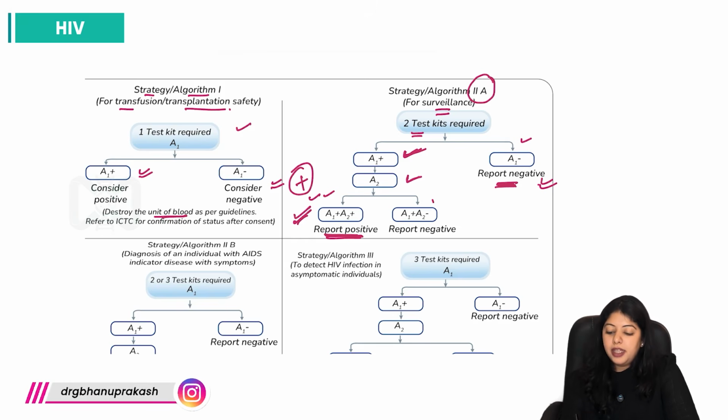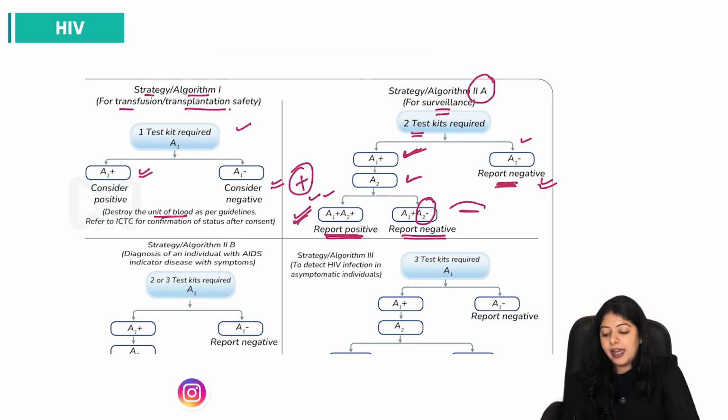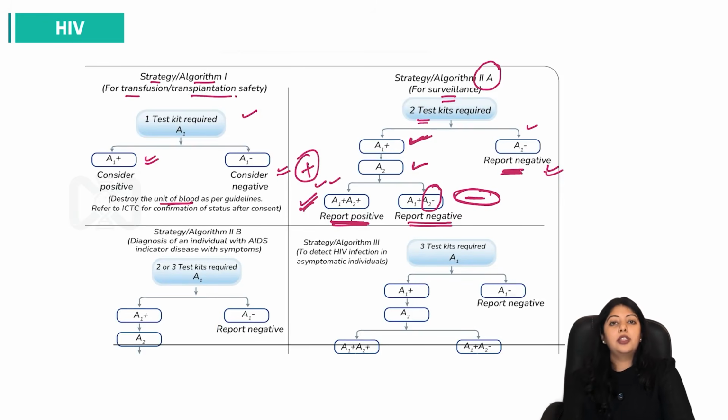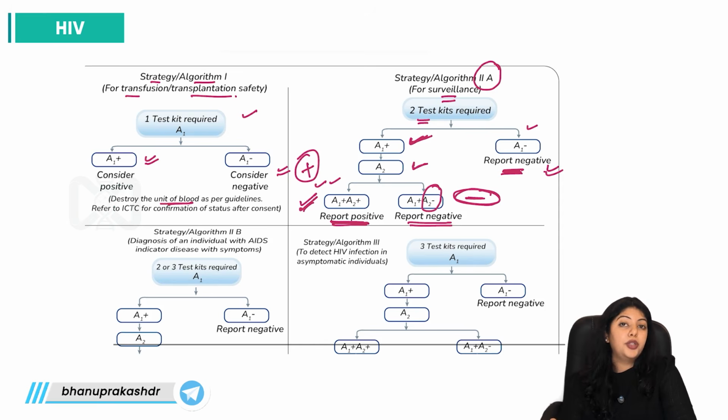Whereas if the second test comes out to be negative, then we are going to report this particular test as a negative result. Even if the first comes out to be positive, if the A2 test is coming out to be negative, we are going to report it as a negative result, right?